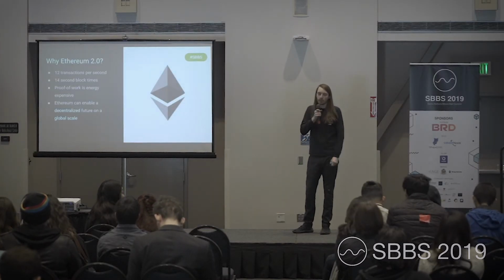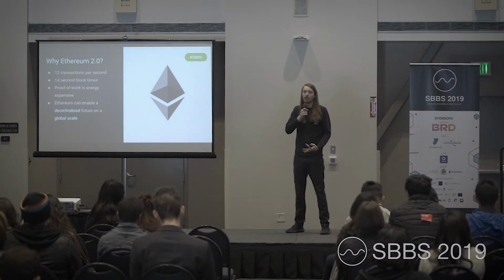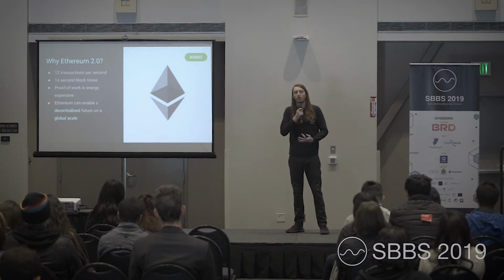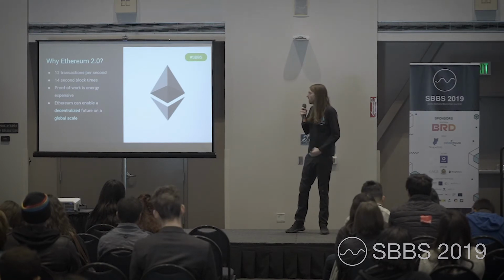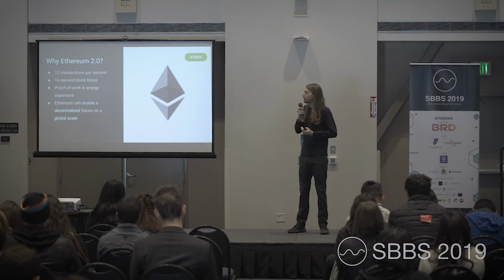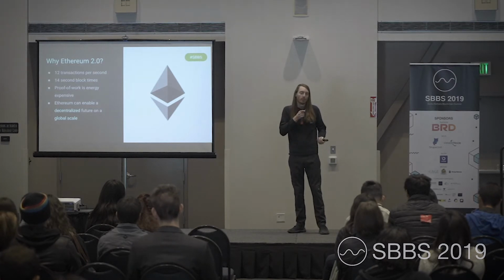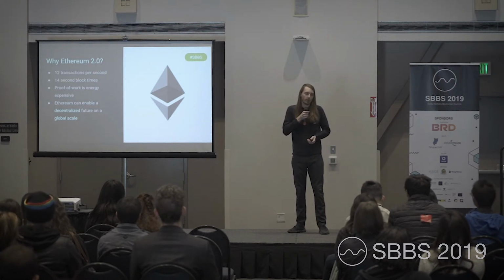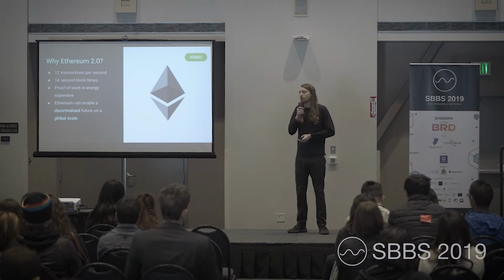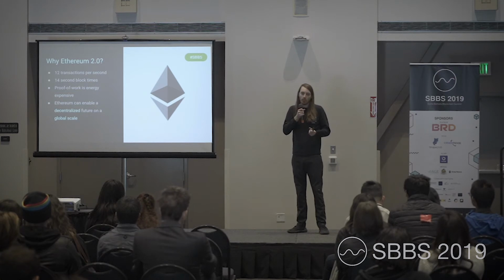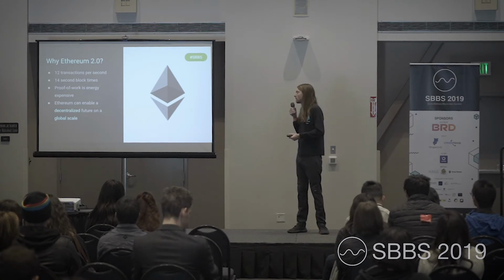But first of all, why do we need this? If we just described this really amazing, really powerful tool, why do we need another iteration of it? Well, Ethereum is only about 12 transactions per second. And if you think about what Visa or other payment processors do, they do thousands of transactions per second. So we're not anywhere close to reaching a global scale that could potentially displace that kind of technology. We're super far from that. So we need to come up with some scaling solutions.